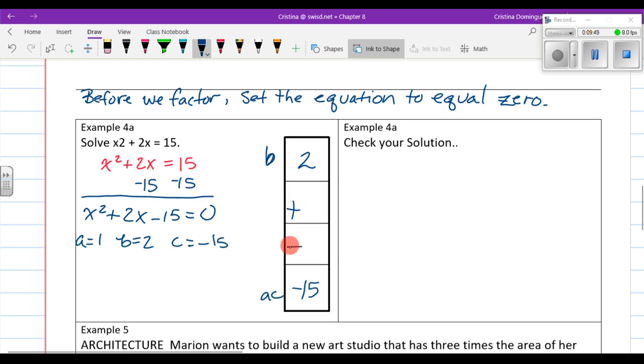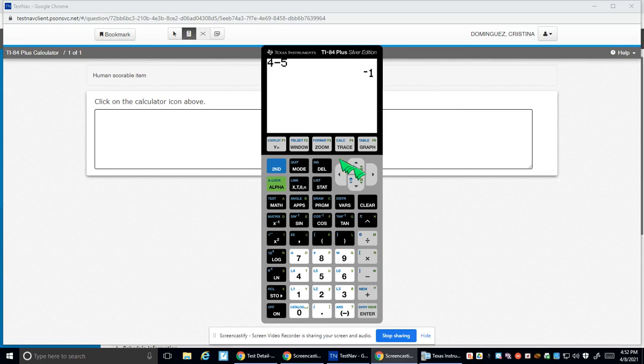Different signs, difference. Okay, let's go to the calculator. So in your calculator, y equals, and let's go ahead and replace the negative 20 here with negative 15. I'm just going to type right over it.